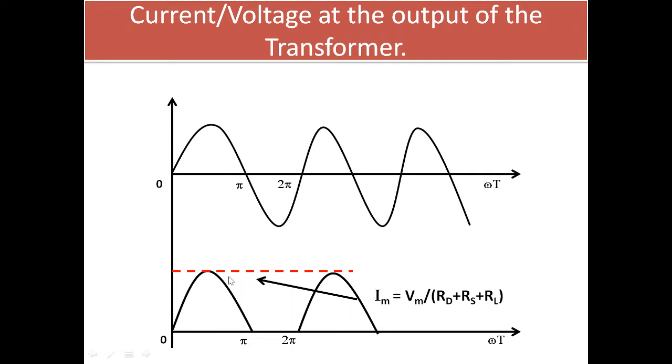Now if we assume this to be the peak current, then as per Ohm's law, it will be equal to the peak voltage divided by the summation of the three resistors. Now what are these resistors? RT here is the diode resistance, RS is the secondary winding resistance, and RL is the load resistance. Usually when the diode conducts, this resistance and the secondary winding resistance are almost negligible with respect to the load resistance.